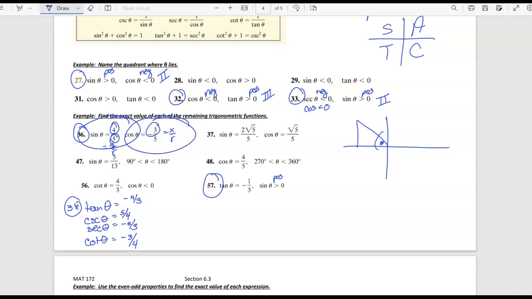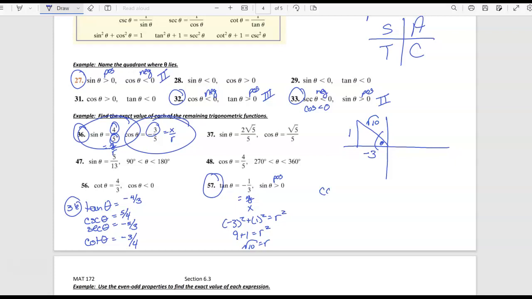Okay, so if you think about what's going on, this is a negative x and a positive y. And remember, tangent's defined to be y over x, right? So we're going to think about this as a positive 1 and a negative 3. We've got to figure out the radius here. And that's going to come from the Pythagorean theorem. It's going to be x squared plus y squared is equal to r squared. So 9 plus 1, square root of 10 is my radius.